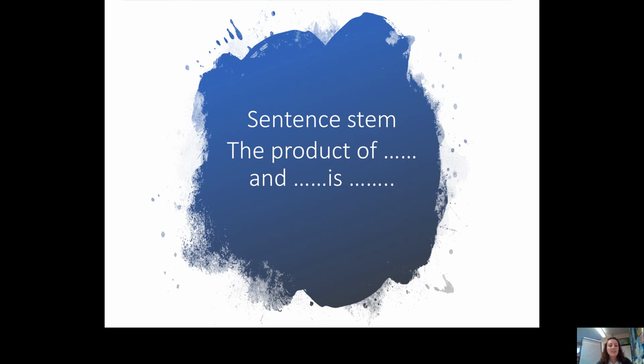So our sentence stem is staying the same again today. The product of _ and _ equals _. So for example, the product of 5 and 7 is 35.